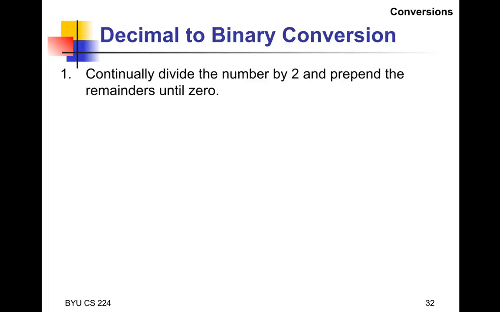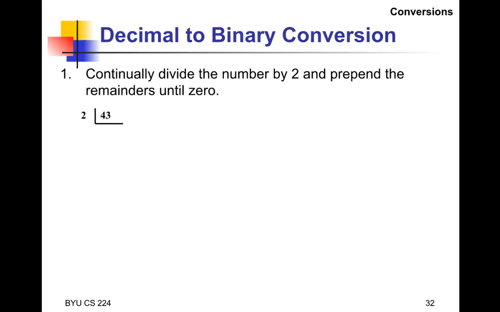So what about converting from decimal to binary? Basically, one way of doing it is you continually divide the number by 2 and prepend the remainders until 0, and then the remainders are your number. So suppose we take the number 43. We want to convert it to binary, so we divide it by 2.